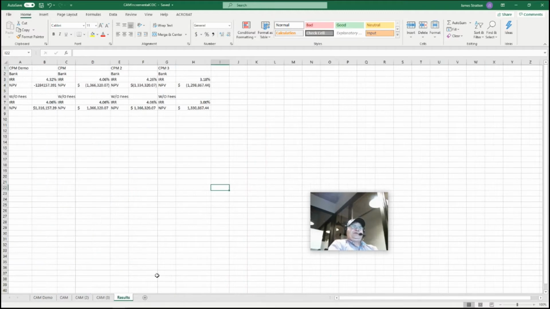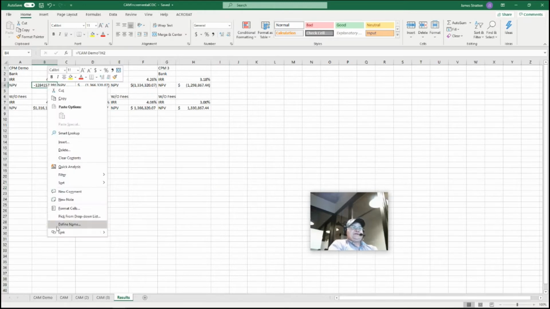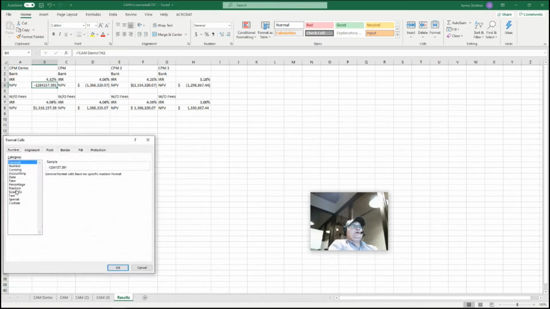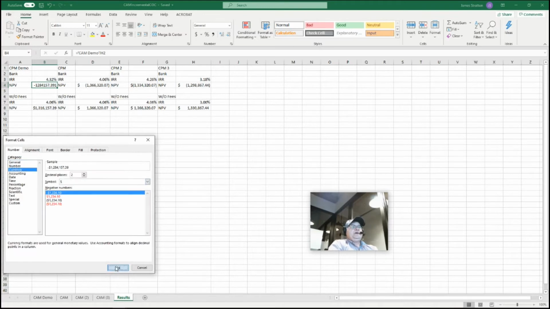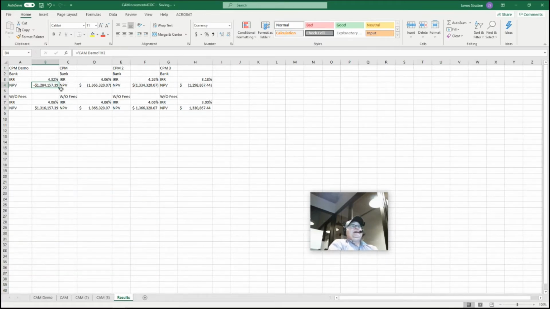So let's take a look at the results of all of this. So here's the results. In our demo, where we had a 240-month payment, we had a 4.32% internal rate of return with a net present value of $1,284,157.39. Well, that one went wrong here. Actually, you can go in there and adjust this. Let's just format that cell real quick. We can format it to a currency. Hit OK. There we go. Looks much better. And you can study these loans as they're going across the top as we change the terms. And it gives you a lot of insight into those cash flows.